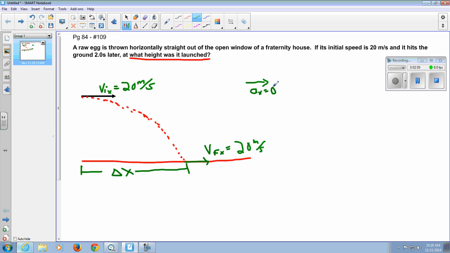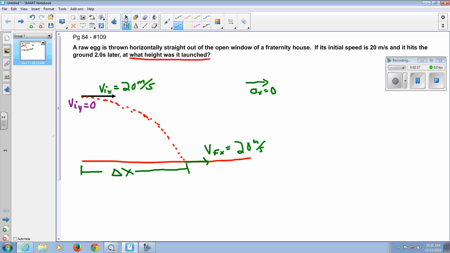Now I'm labeling all these things. Maybe I need it, maybe I don't. So in purple I'm going to label all of our y components. So my initial velocity in the y direction, well, that's 0. And the reason it's 0 is because this thing's launched perfectly horizontally. There is no initial velocity in the y direction. It's almost like dropping the egg. Okay, so it's similar to dropping the egg.